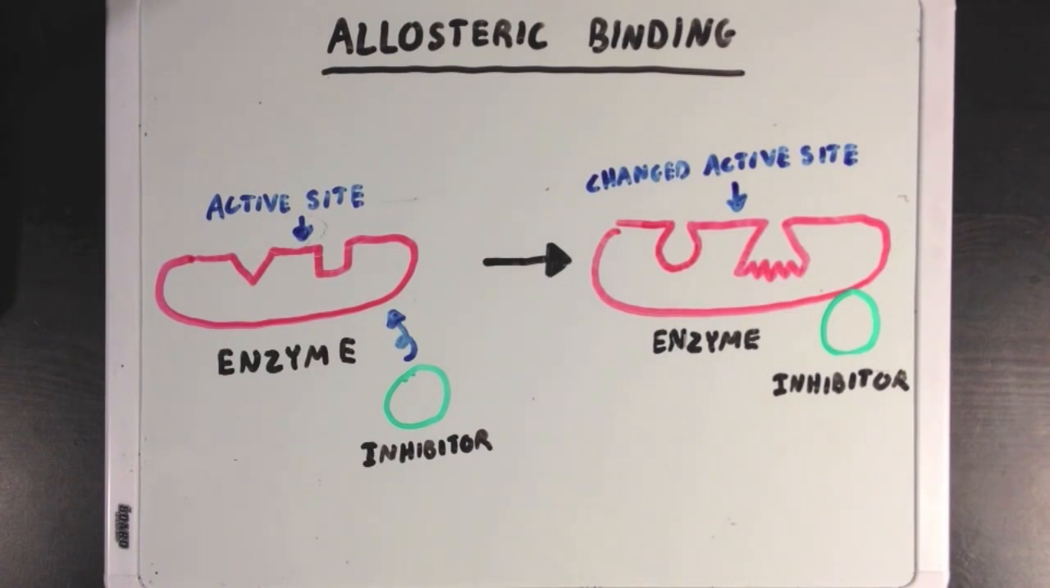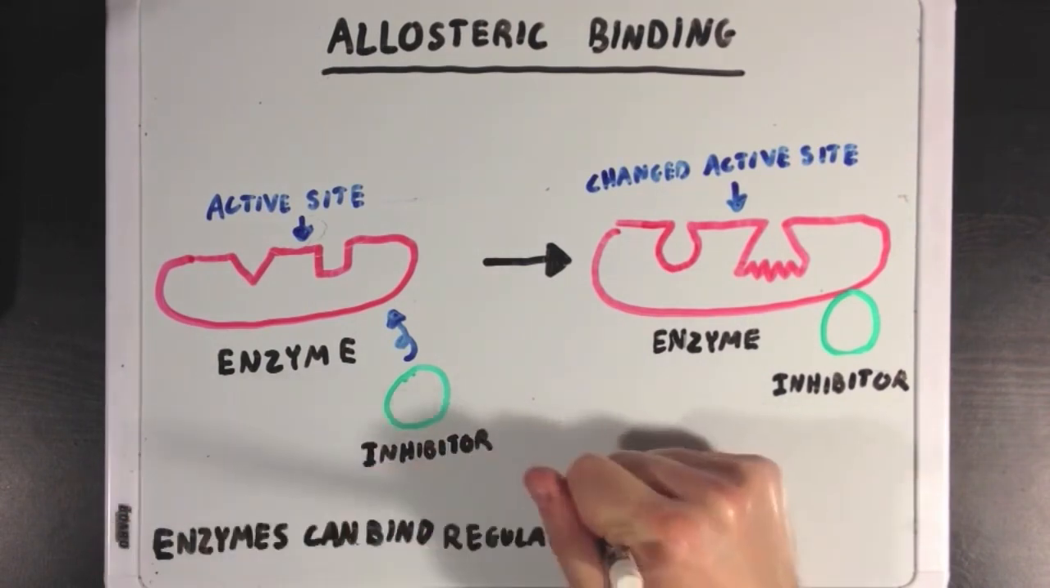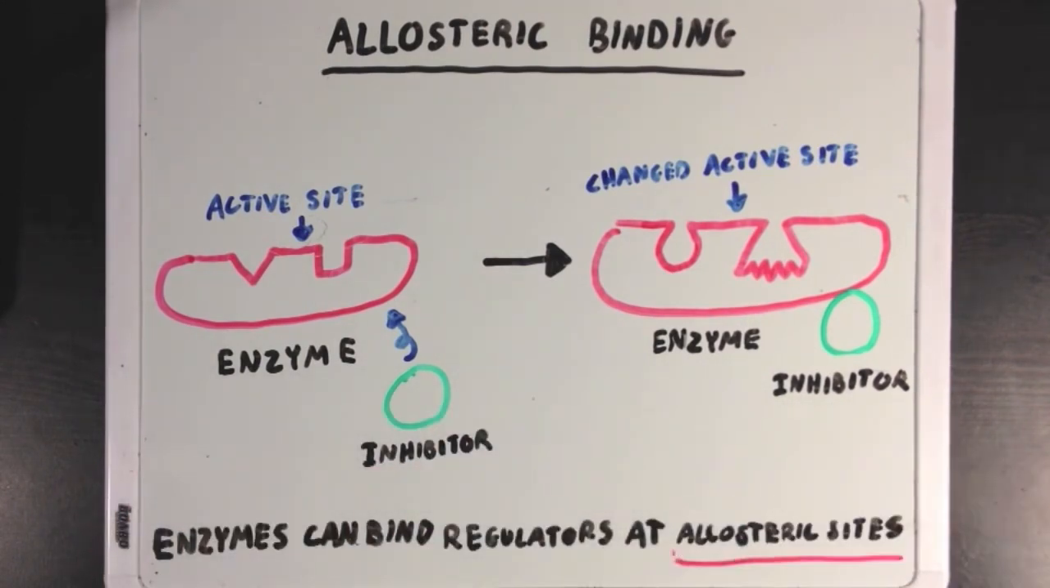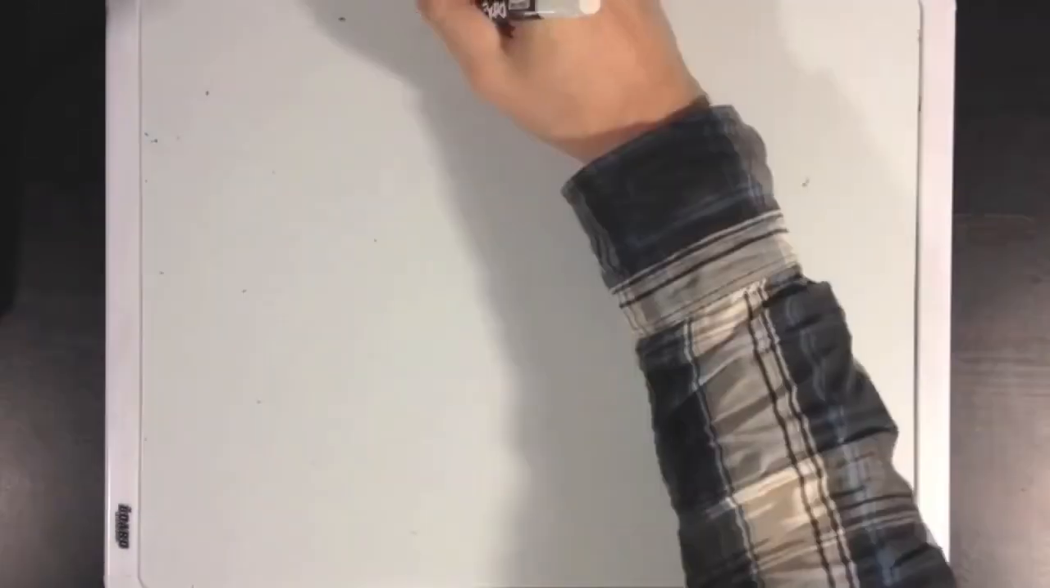So while enzymes bind reactive groups at their active sites, they can also bind regulators at their allosteric sites, and allosteric sites just refer to any binding site outside of the active site. And remember, allosterically binding molecules can either be activators or inhibitors, any regulating molecule.